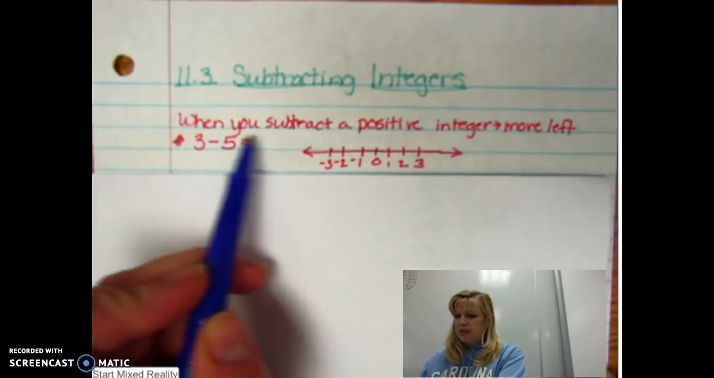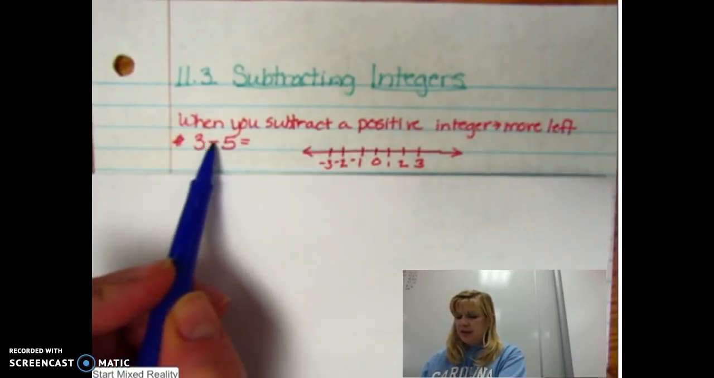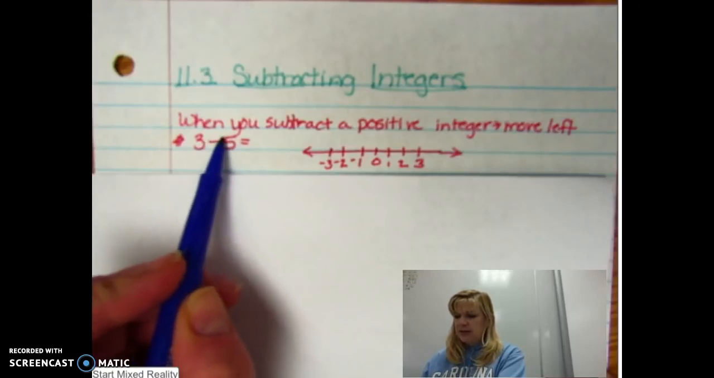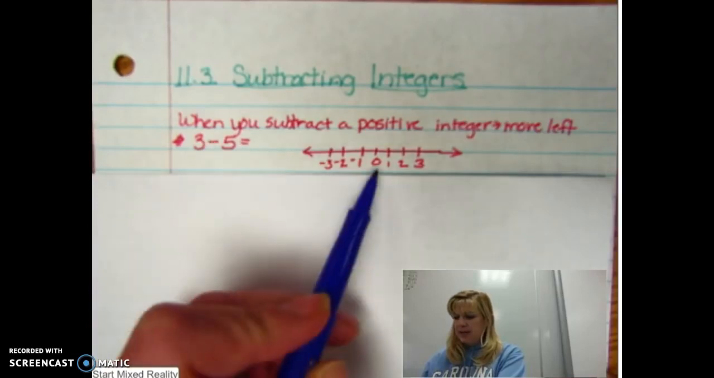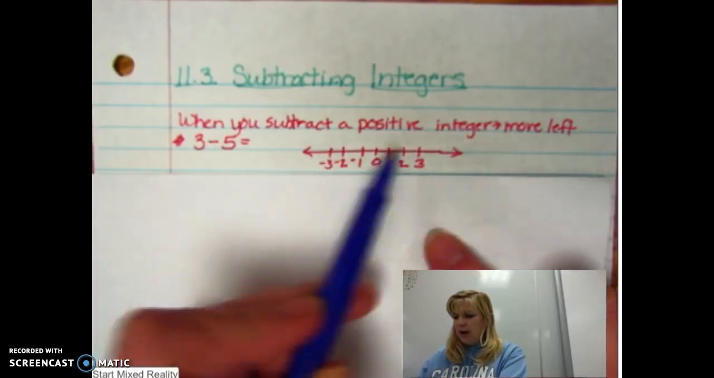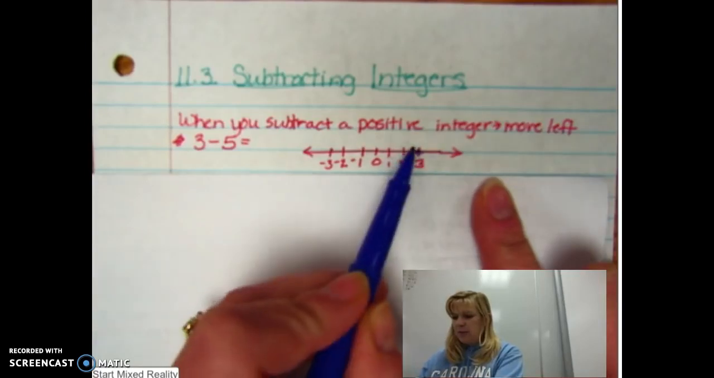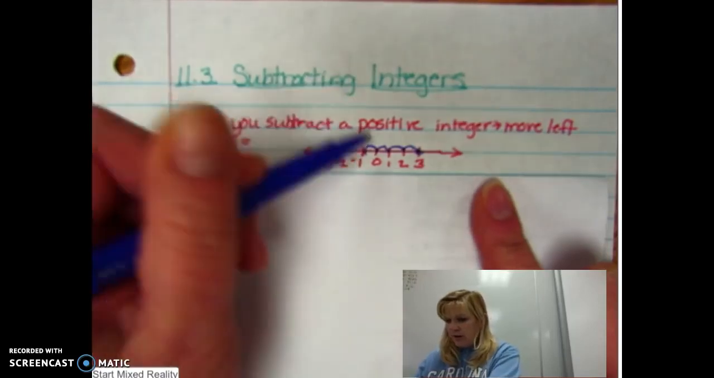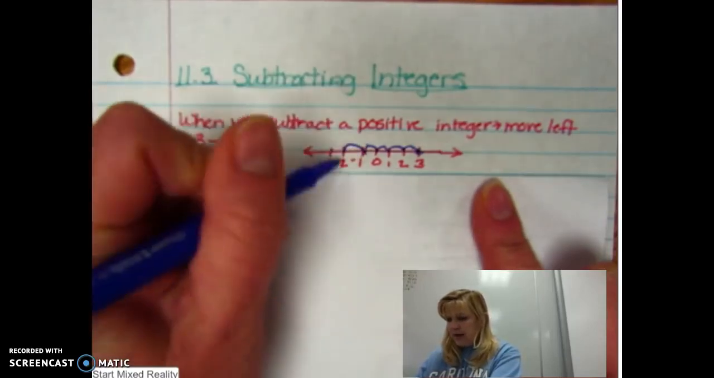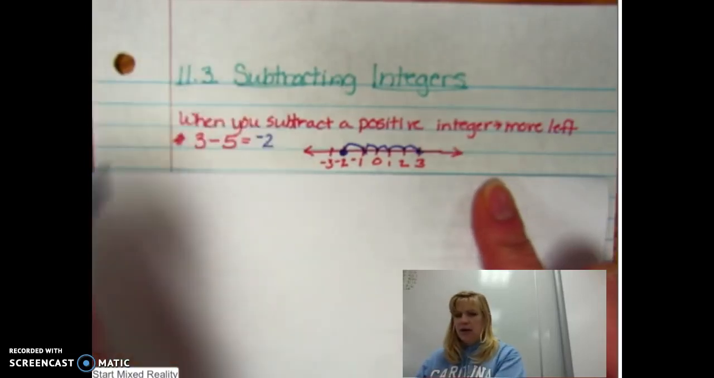So we know when you subtract a positive integer, so this is the subtraction sign in the middle, we're taking positive 3 minus a positive 5. We are simply moving left. So if we start at 3, we move left 1, 2, 3, 4, 5. Right there, we end up at negative 2.